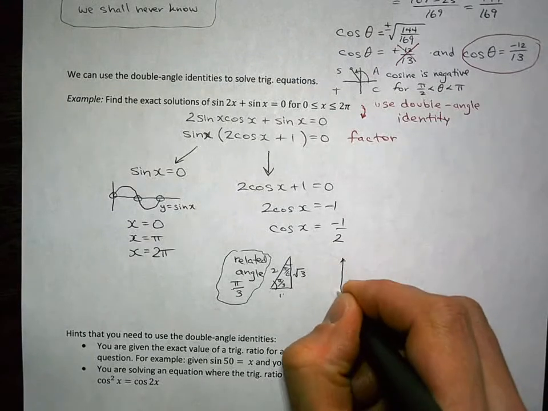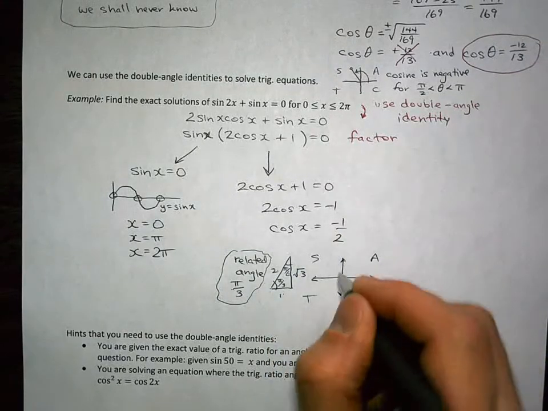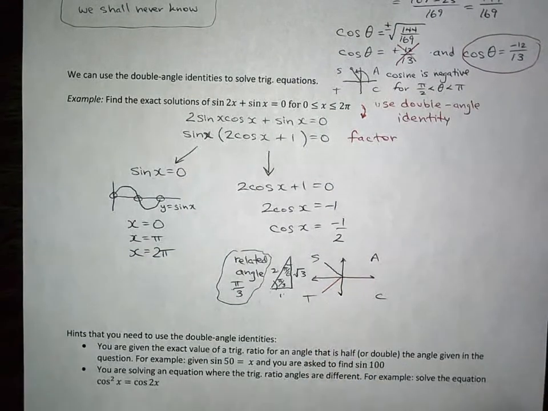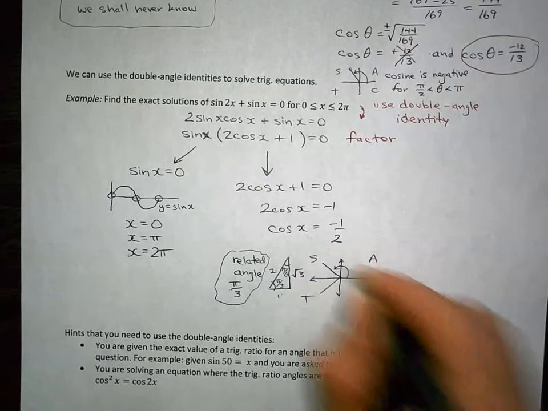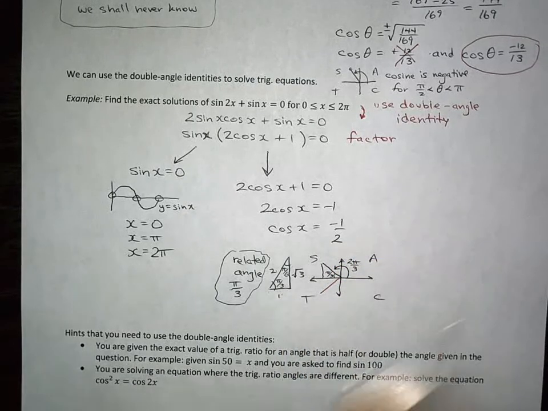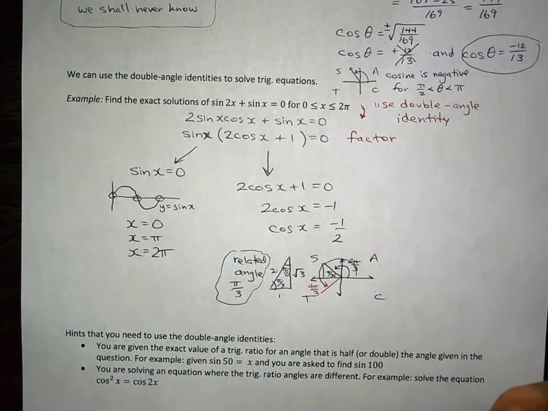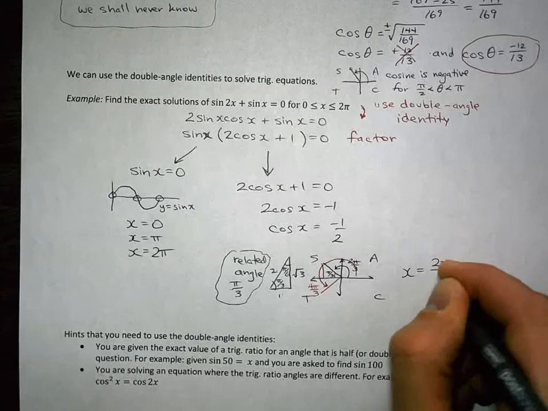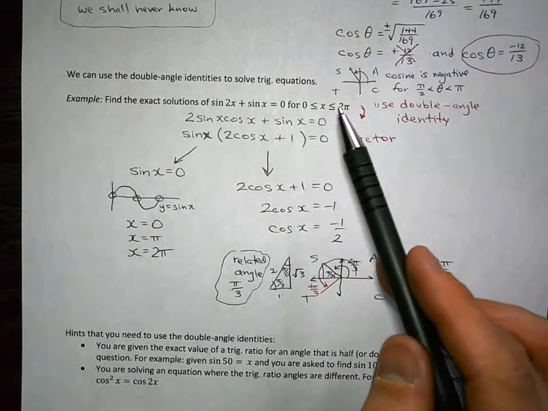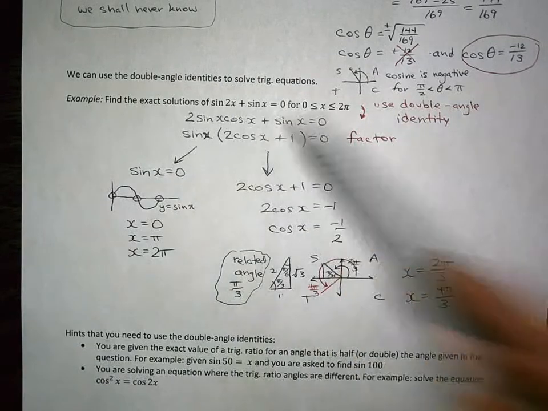So now you can go to your CAST rule. When is cos going to be negative? Well, it will be negative in this quadrant and in this quadrant. So I have either this angle, which, if this is pi by 3, would have to be 2 pi by 3. And if it was this one here, it would be 4 pi by 3. So that would be x is equal to 2 pi by 3 and x is equal to 4 pi by 3. Are all of those answers acceptable? Well, they all have to be between 0 and 2 pi. So those are the 5 angles that make this statement true.